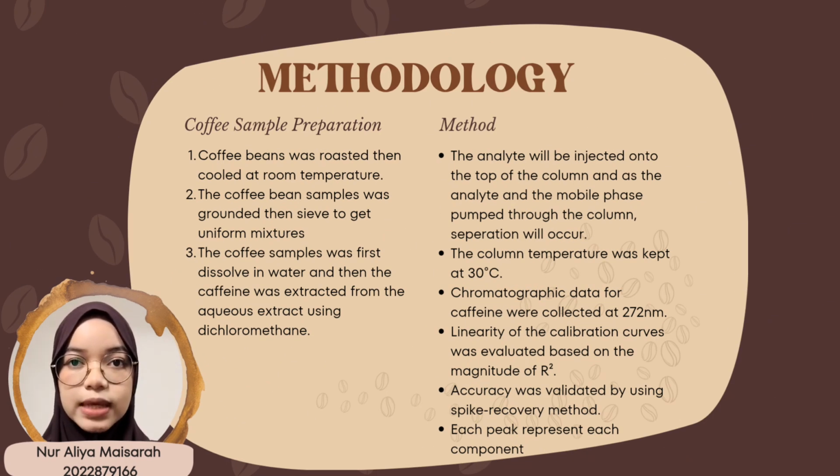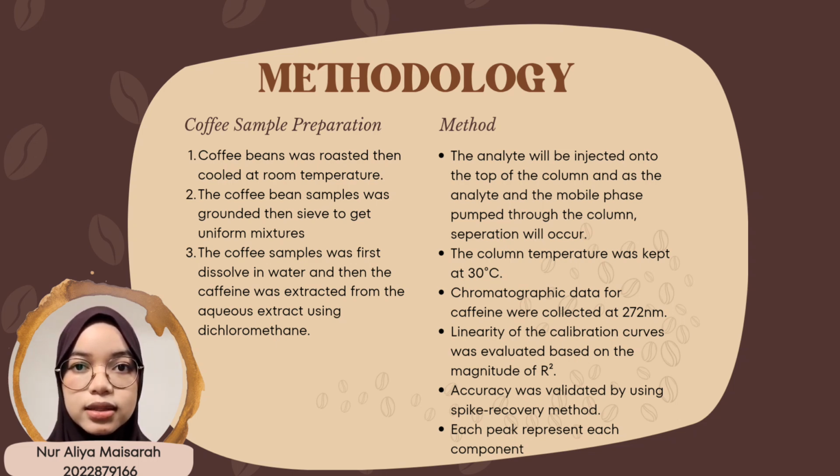Methodology of coffee sample preparation. First, coffee beans were roasted, then cooled at room temperature. Second, the coffee bean samples were ground, then sieved to get a uniform mixture. Third, the coffee samples were first dissolved in water, and then the caffeine was extracted from the aqueous extract using dichloromethane. Method: the analyte will be injected onto the top of the column.